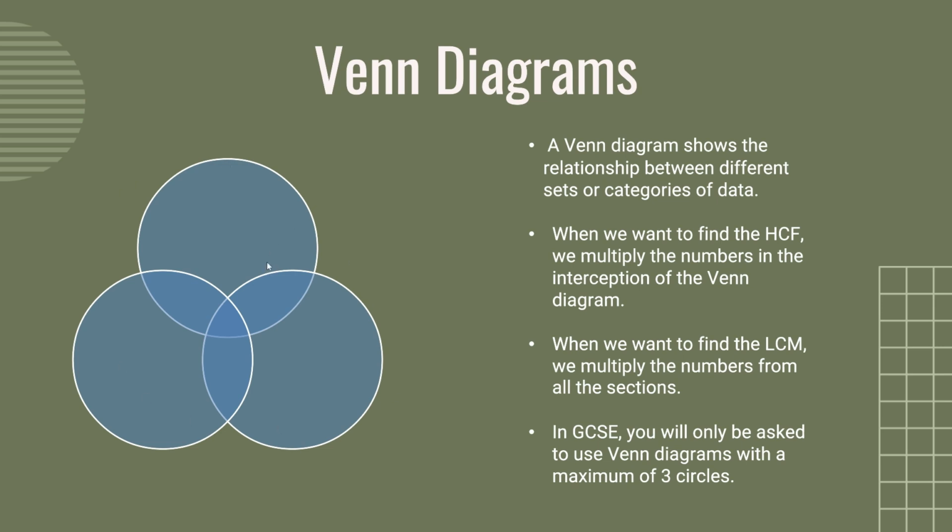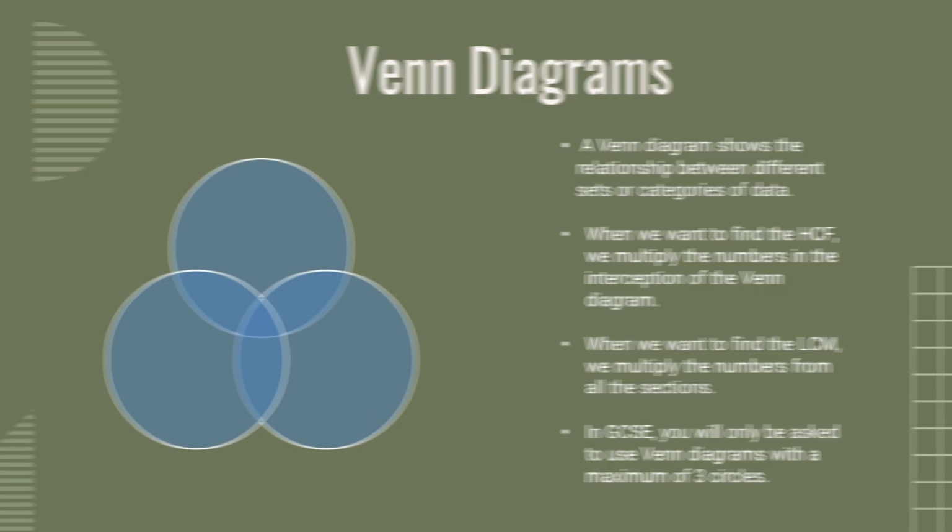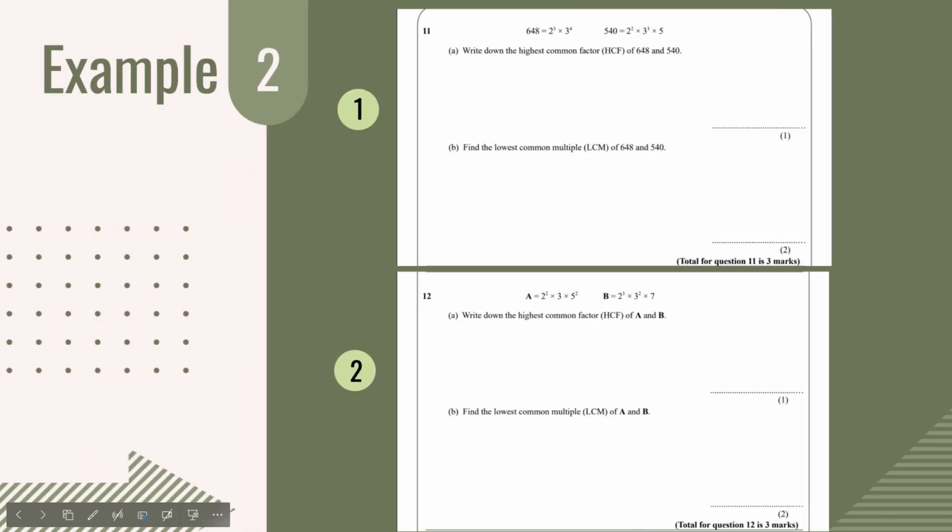In GCSEs, you will only be asked to use Venn diagrams to a maximum of 3 circles. The majority of the time, you'll only use Venn diagrams with 2 circles. Here are some more exam questions for you to practice on. Have a go, pause the video and unpause when you've done.